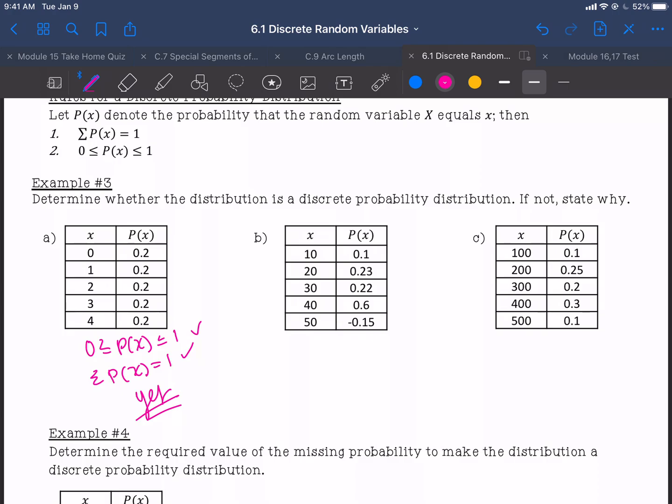For part B, something should stand out right away, and that is that we have a probability of negative 0.15. So this does not satisfy the fact that each probability needs to be between 0 and 1. So it is not a probability distribution. And then for part C, each probability is between 0 and 1, so it does satisfy that. But if you add all of those probabilities together, the sum of all of them is not equal to 1. So that would not be a probability distribution.